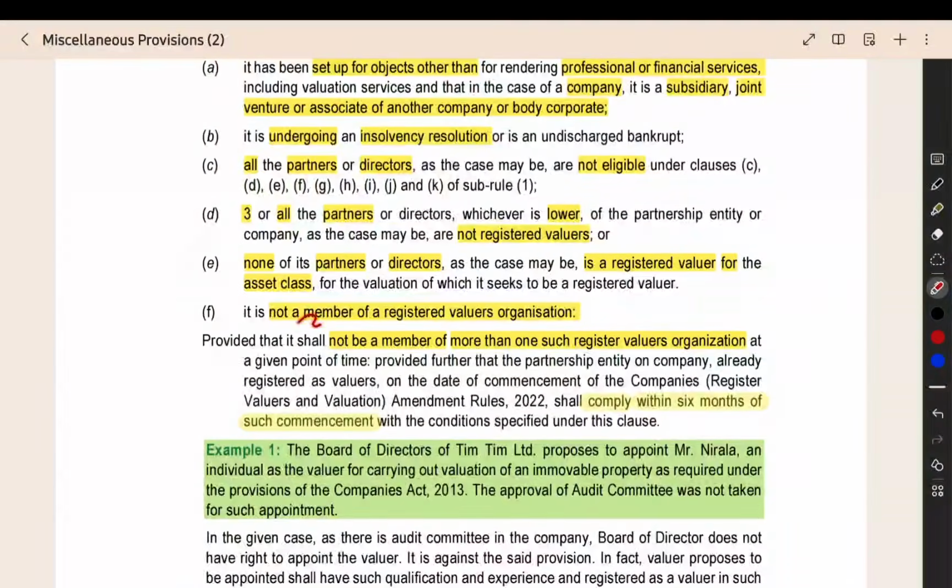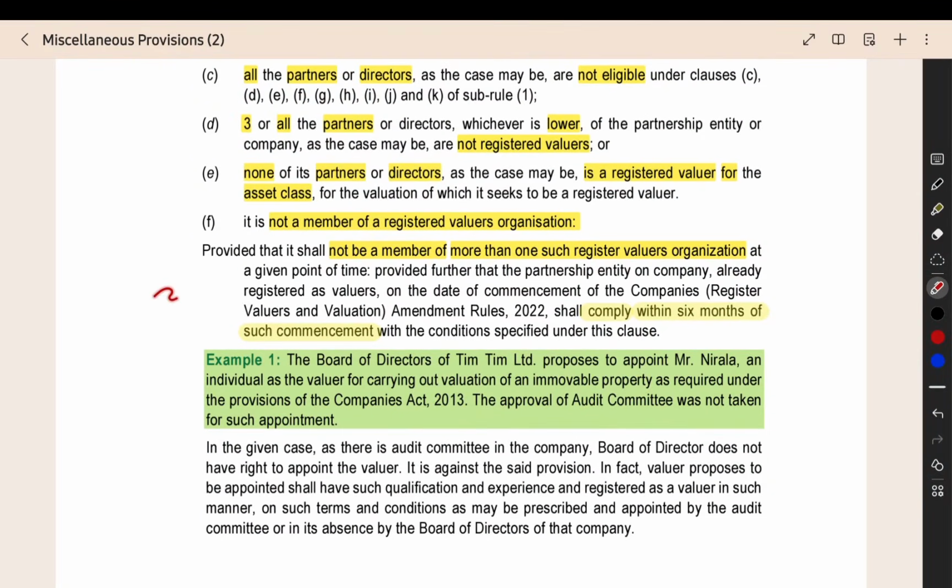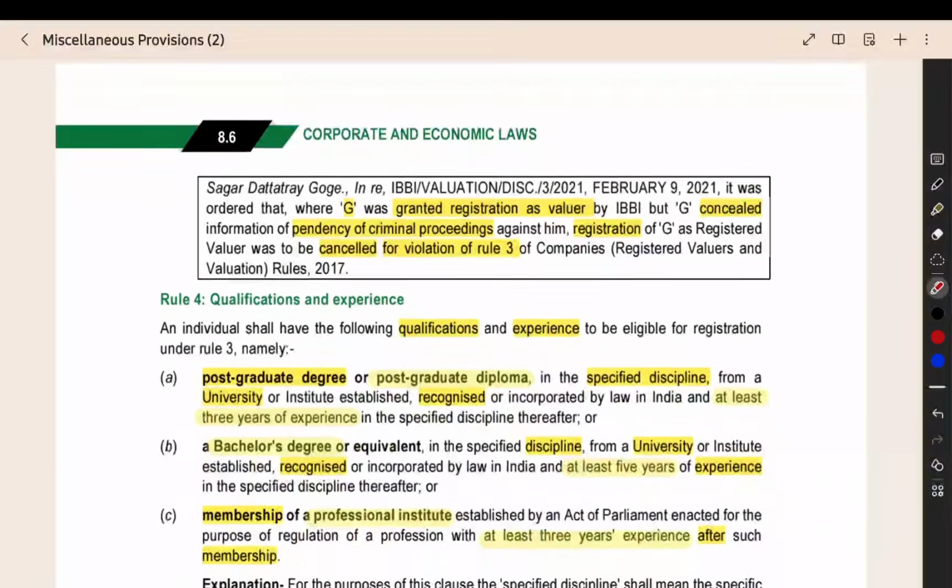That is this point. Then it is not a member of the RVO. Your firm or company should also be a member of the registered valuer organization. Then, okay, this is one more point that you can read by yourself.